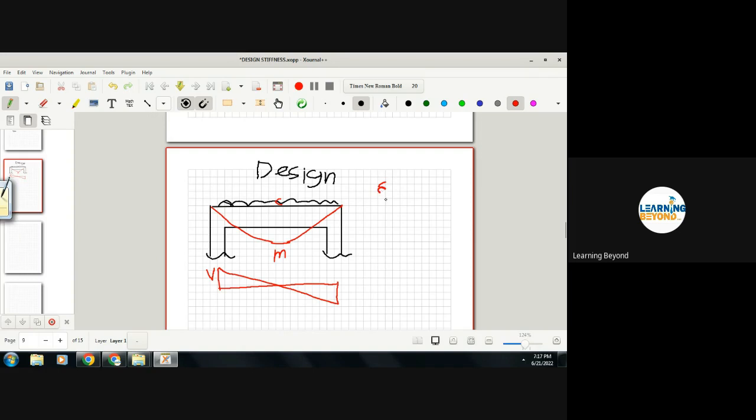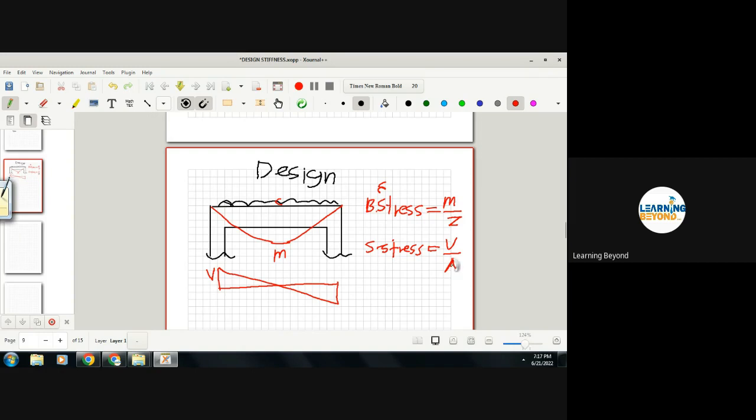Okay, so the stress will be, so bending stress will be M upon Z. Okay. Then there will be shear stress. This is your bending stress. Then shear stress, V upon what? V upon the area of the cross section.